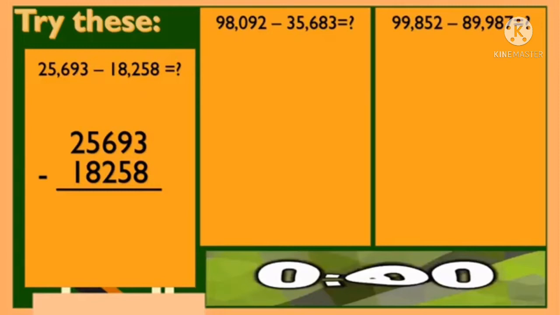Cannot. Therefore, we will borrow from 9. Good job. So, 9 will become 8. Very good. And then, 3 will become 13. Good job. Now, the upper part is already greater than the lower part. So, therefore, we can now do the subtraction process. So, what is 13 minus 8? 5. Very good. 8 minus 5? 8 minus 5 is 3.